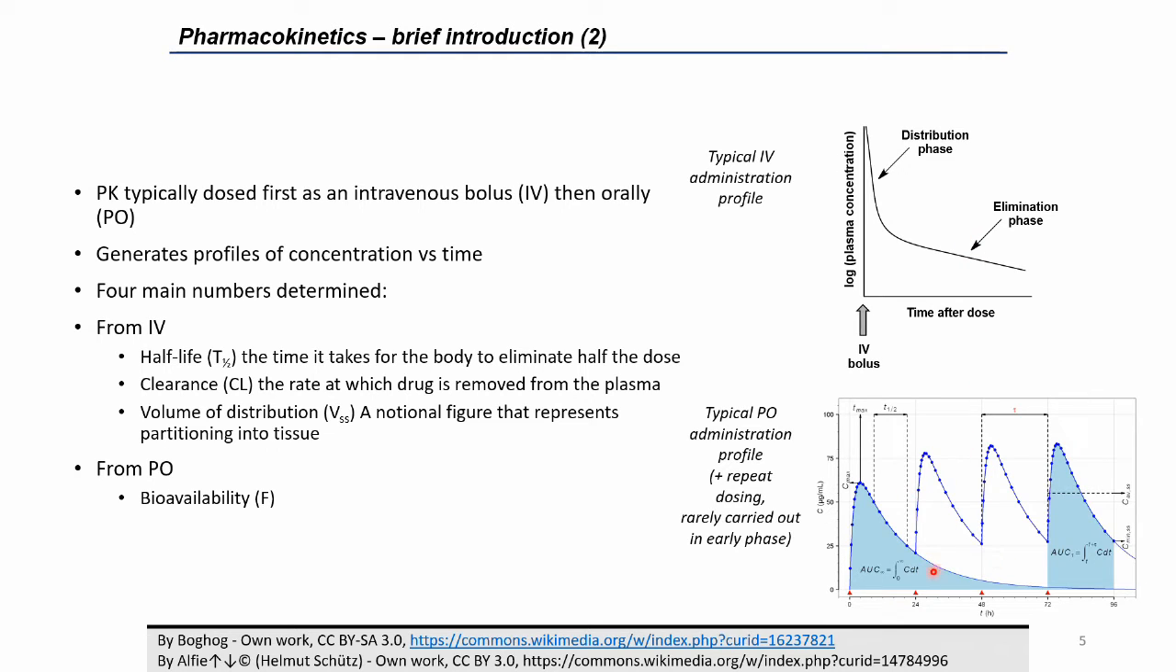And you can work out from this curve and from the area how much of your compound got into the systemic circulation, and that enables you to calculate what the bioavailability of your drug is. That is to say, how much of the dose you give actually makes it into the systemic circulation.